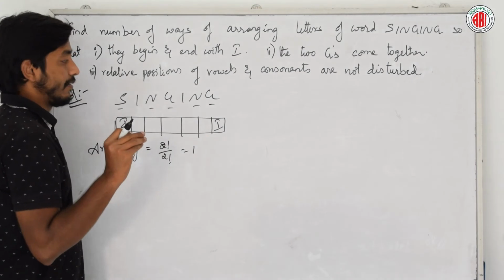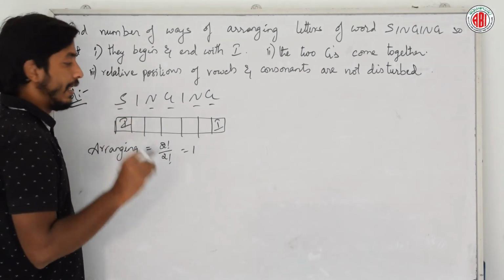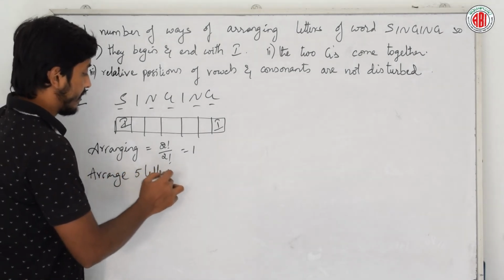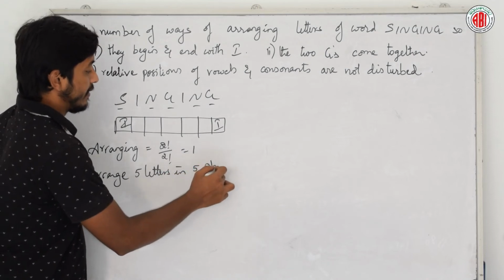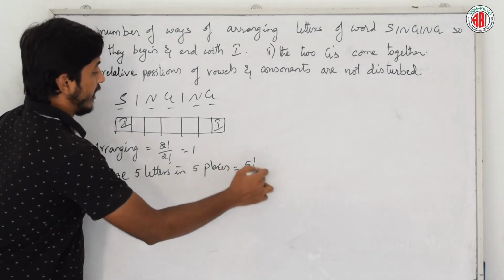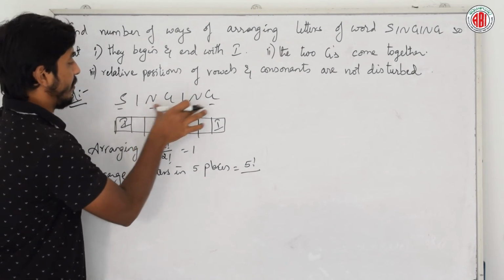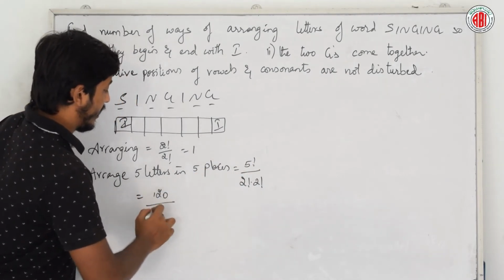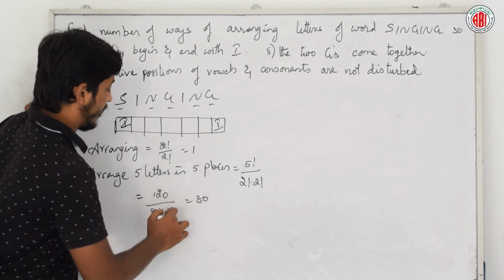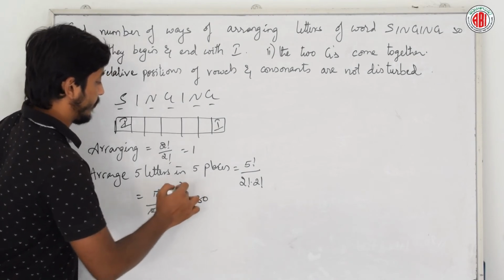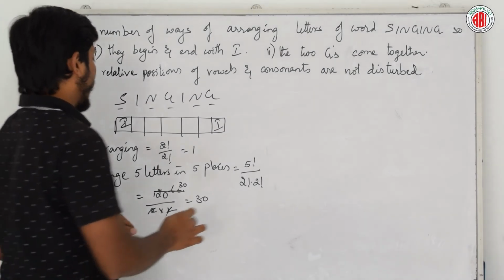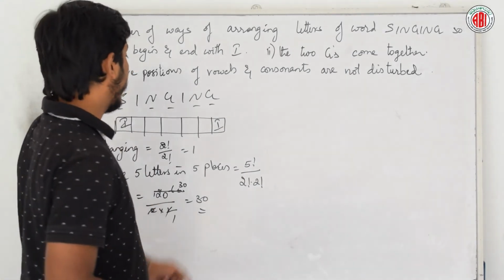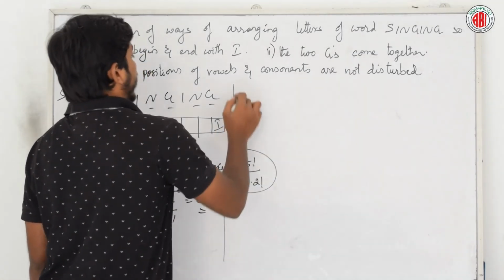Next, how many elements are left? There are 5 letters, right? Still 5 letters are left. So arranging 5 letters in 5 places is 5 factorial by, see here, N is repeating, G is repeating, so it is 2 factorial into 2 factorial. 120 by 2 into 2, which is 30. Is it right? So we can arrange SINGING with the first and last letter as I in 30 ways, right?